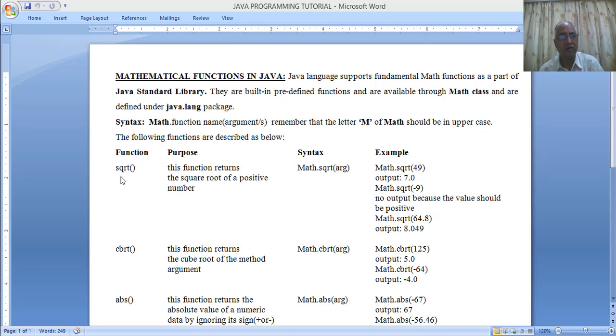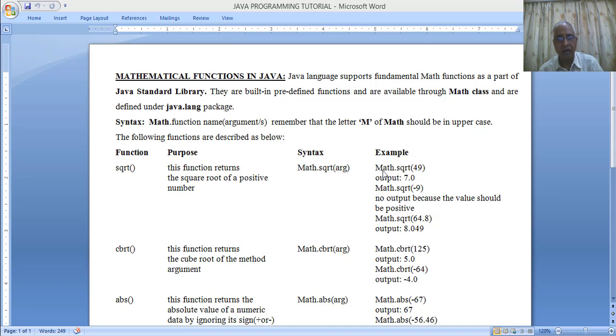The first function we start with is sqrt, known as the square root function. To calculate the square root, this function returns the square root of a positive number, because for a negative number you cannot take the square root, only for positive numbers. So the syntax is Math.sqrt(arg). Arg here stands for argument. Math, with M capital, is the class of which sqrt is the function, and in that function you have to give an argument, that is the positive value.